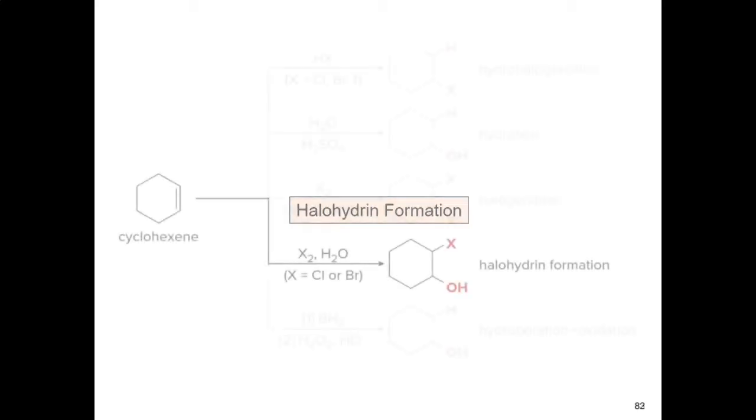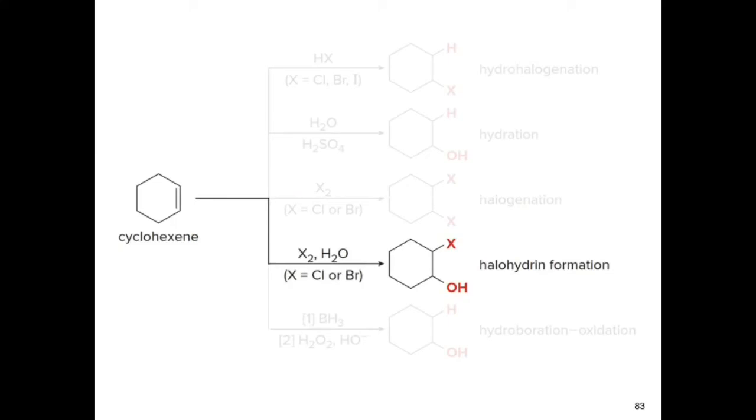So the next addition reaction that we're going to take a look at is the formation of halohydrin from alkenes. And so if we break down the word halohydrin, halo is for halogen, and hydrin is a hydroxy group. And so we're essentially adding a halogen atom and a hydroxy group to the two carbon atoms involved in the double bond. So here's the general chemical reaction equation for the formation of halohydrin.